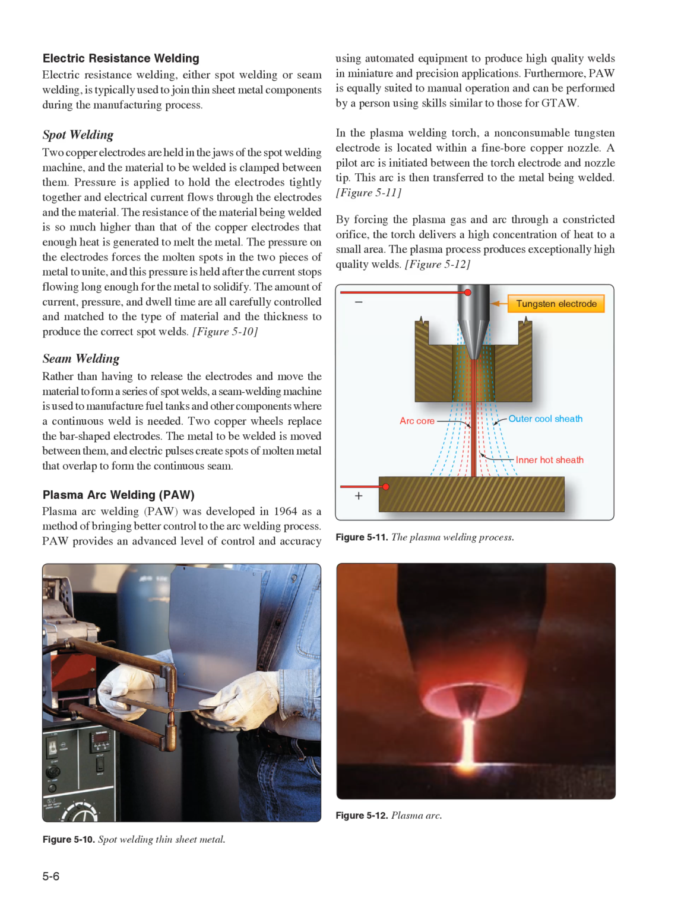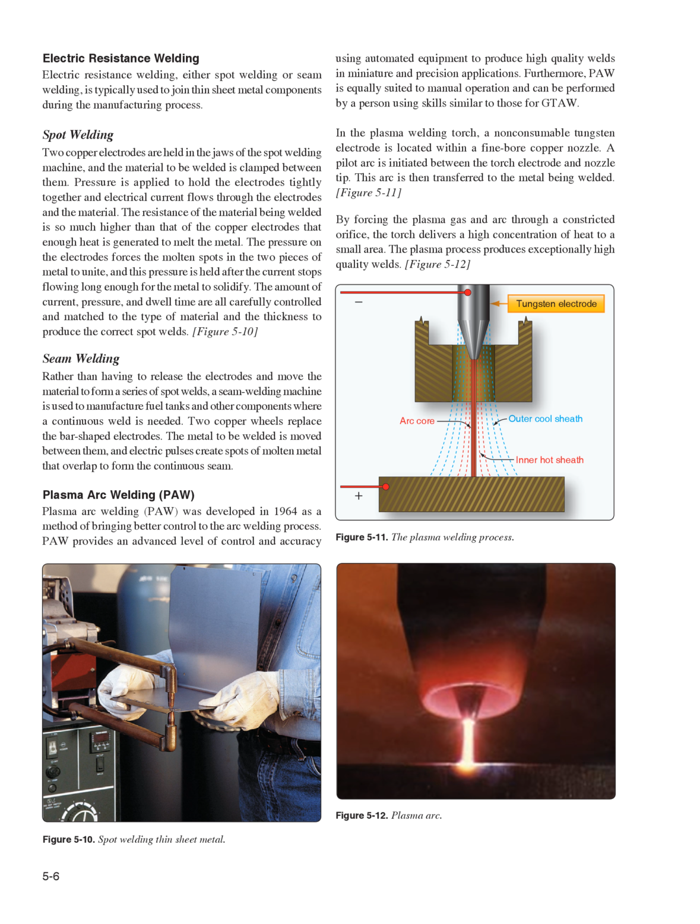Electric resistance welding, either spot welding or seam welding, is typically used to join thin sheet metal components during the manufacturing process. In spot welding, two copper electrodes are held in the jaws of the spot welding machine, and the material to be welded is clamped between them. Pressure is applied to hold the electrodes tightly together and electrical current flows through the electrodes and the material. The resistance of the material being welded is so much higher than that of the copper electrodes that enough heat is generated to melt the metal.